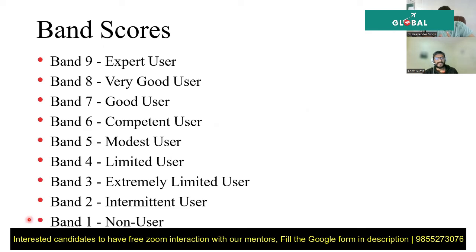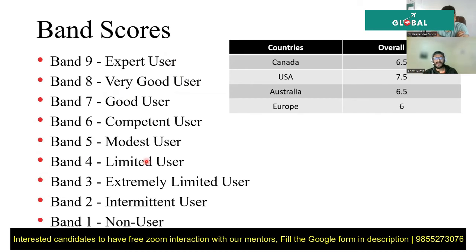So this is basically a minor description of band scores, right? For university admission, students must target somewhere around band 8 to band 7. So they have to be a very good user or good user of the English language. If you are getting below 5 bands, then you have to write this exam again.